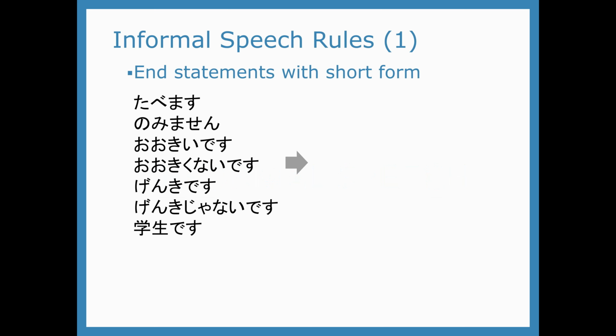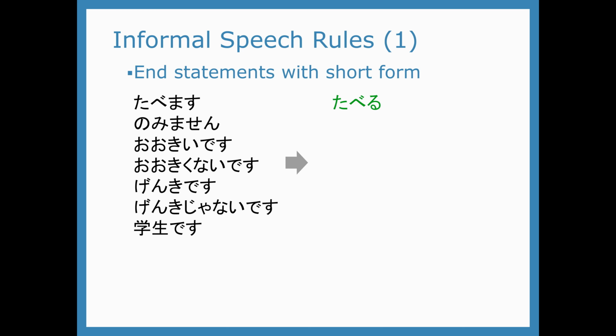So when we speak with informal speech, our statements are going to end in the short form. So what that means is whatever word we have at the end of the sentence, it has to be in short form, in the forms that we practiced last week. So tabemasu, for instance. This is a mas form word. To put that in short form, we just want to take the dictionary form. So tabemasu, the dictionary form is just taberu. So if there was a tabemasu at the end of my sentence, I want to change it to taberu instead.